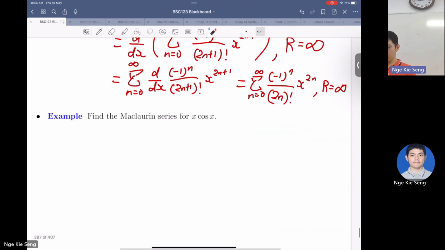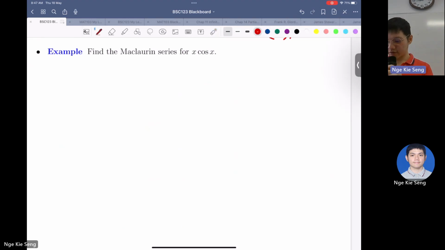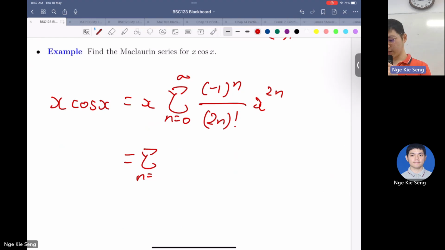How about next? You want to find the Maclaurin series of x cos x. So what do you do? You just multiply x to the power series of cos x. Does this affect the radius of convergence or not? No, right? Because x is already a polynomial. So let's conclude this: x cos x is just x multiplied by the power series of cos x. It doesn't affect the radius of convergence when you multiply by a polynomial.